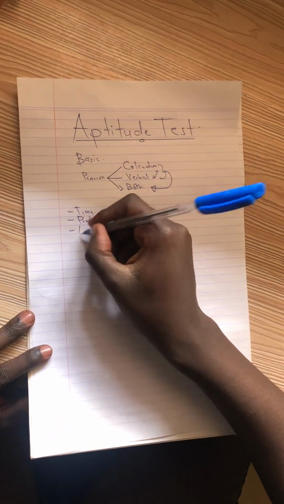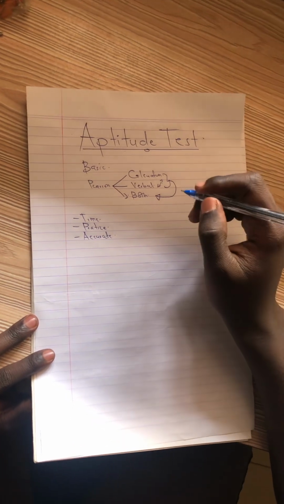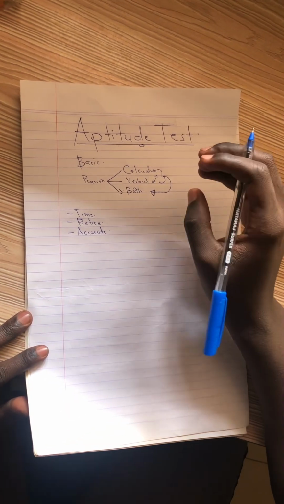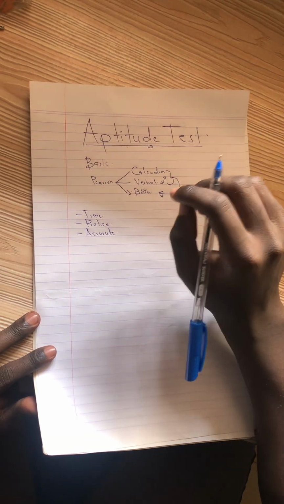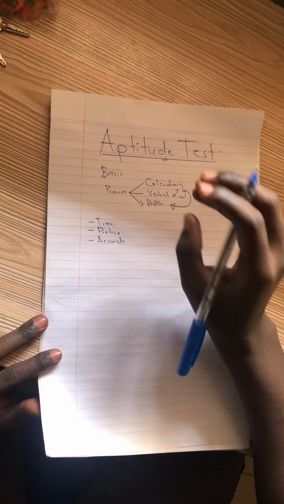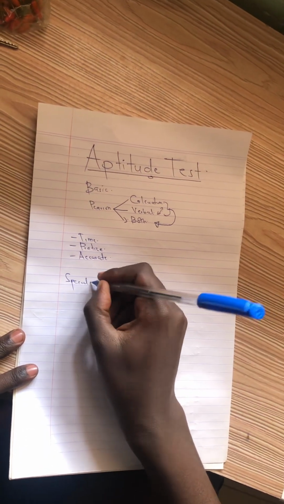Another thing, you have to be accurate. You have to be as accurate as you can. In some aptitude tests, you are required to go with a calculator, but in some others, you are not required to go with a calculator. Therefore, you have to be as fast as you can.